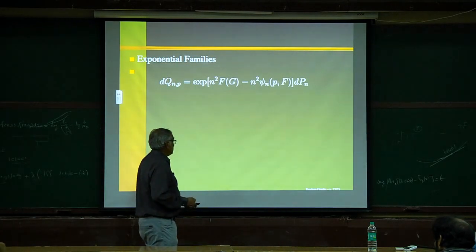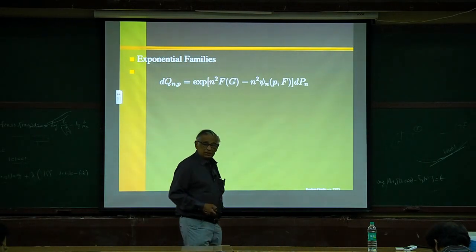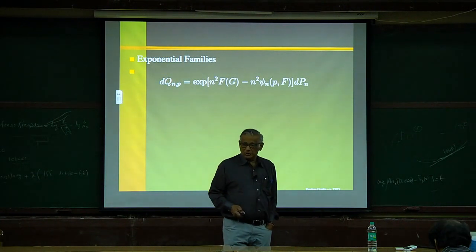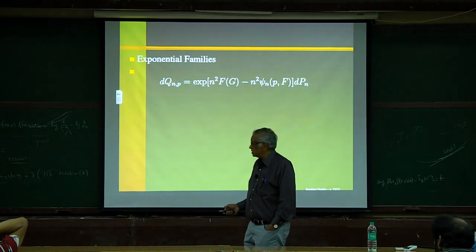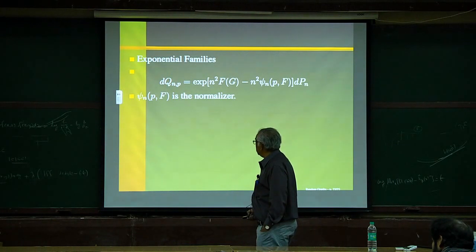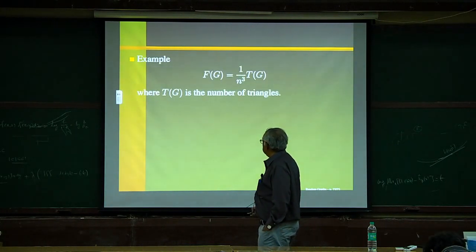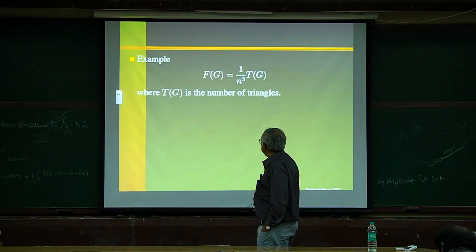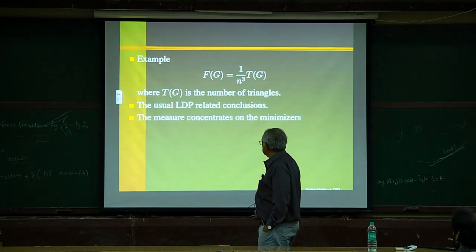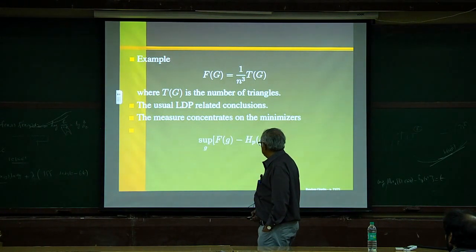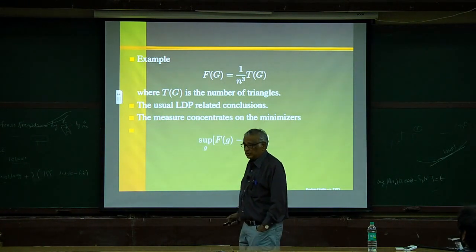Now, what happens to this is standard large deviation theory, more or less. Once you have the large deviation theory, to analyze this is fairly easy. The normalizer psi n, f can be number of triangles, the usual LP-related conclusions, the measure is concentrated on the minimizers, and the variational problem you have to solve is this.